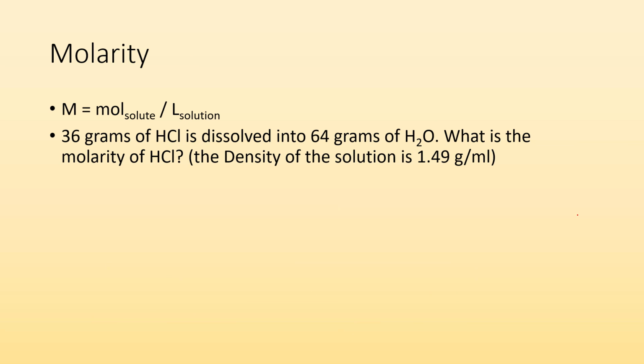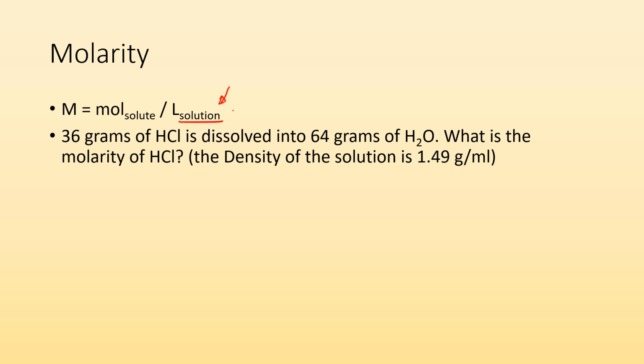So molarity. For molarity, we know it's moles of solute per liters of solution. So now the key here is that volume is the mixture of the two. What is the volume of the mixture? And that's important because if we look at this scenario, 36 grams of HCl is dissolved into 64 grams of H2O. What is the molarity of HCl? And then they give us the density. And the reason for that is we need to know what is the final volume of this mixture. We know, like for water, it has a density of 1 gram per milliliter, so 64 grams of water is 64 milliliters. But when we dissolve HCl into it, that's going to change its volume, and therefore it's going to change its density. So we need to know the volume of the mixture.